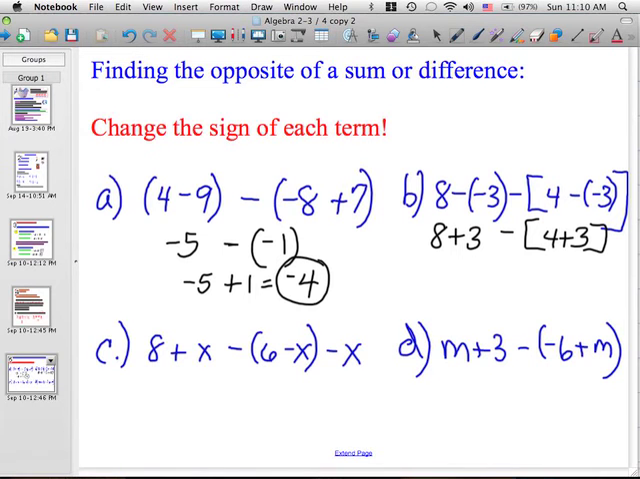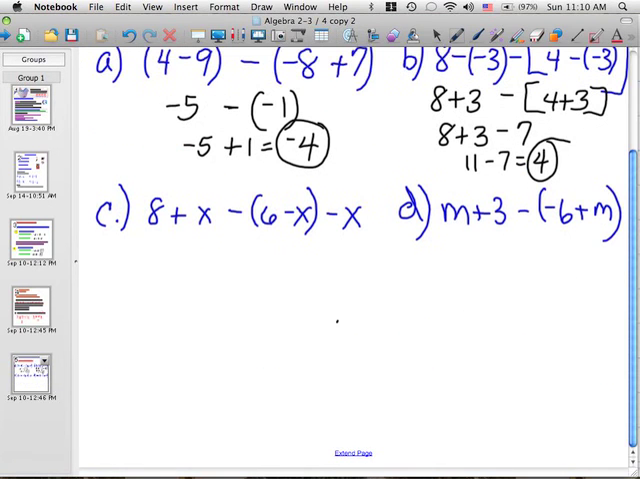Example B, we have 8 minus a -3, that would be 8 plus 3. And then we're going to work the inside here since they're all numbers. That'd be 4 plus 3. So now we have 8 plus 3 minus 7. Left to right, 8 plus 3 is 11. 11 minus 7 equals 4.